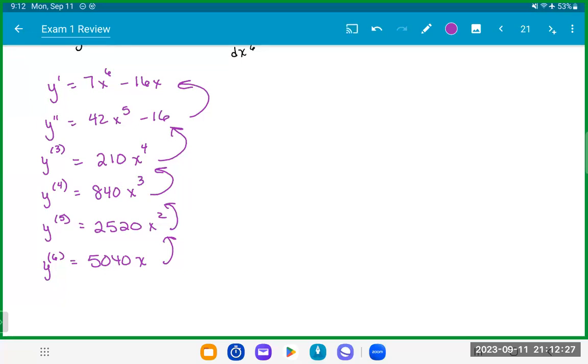Yeah, so technically I would just have to multiply 210 times 4, correct? Correct. Okay, thank you. And then you decrement the exponent by 1.